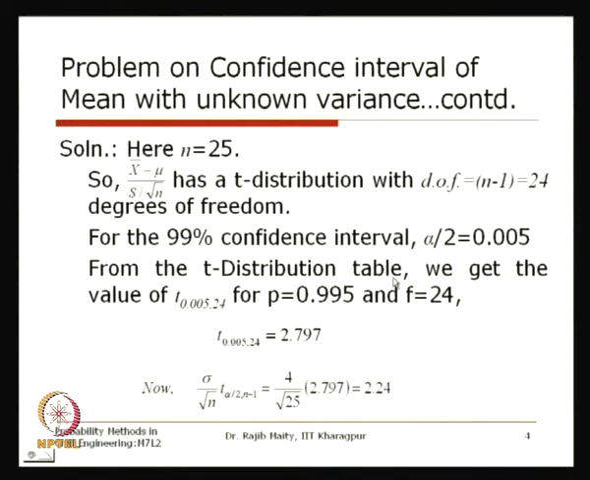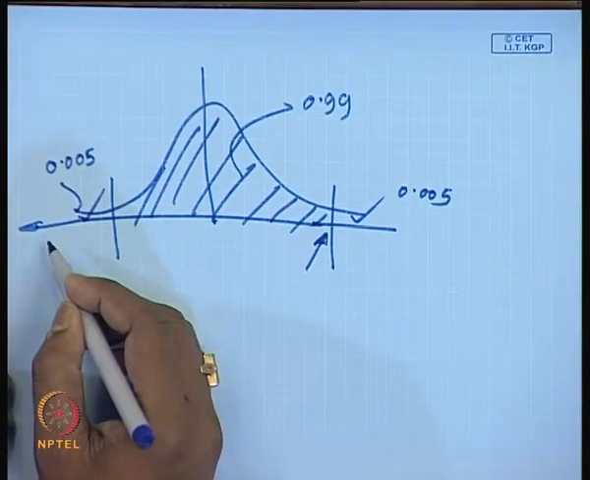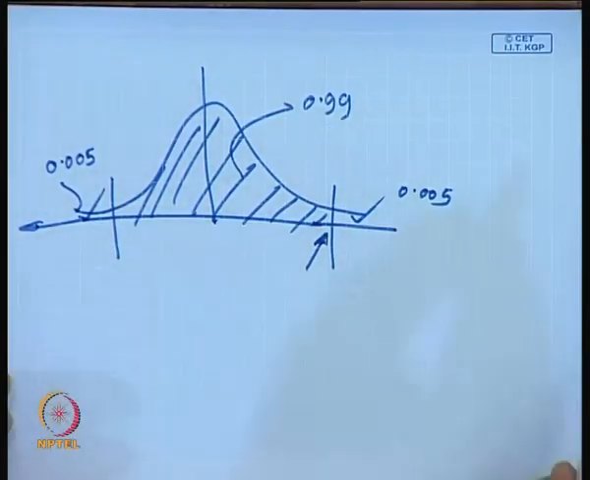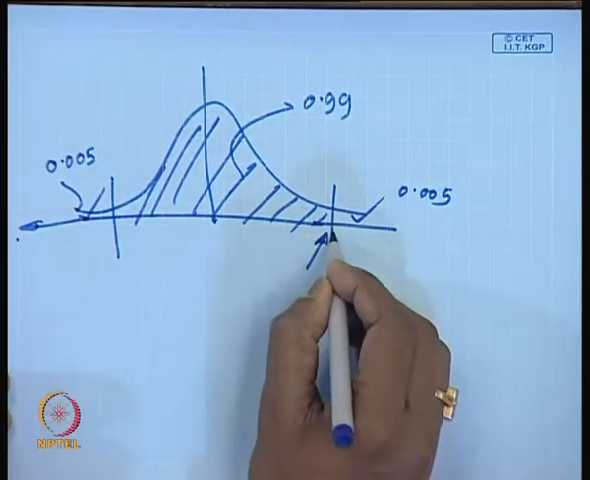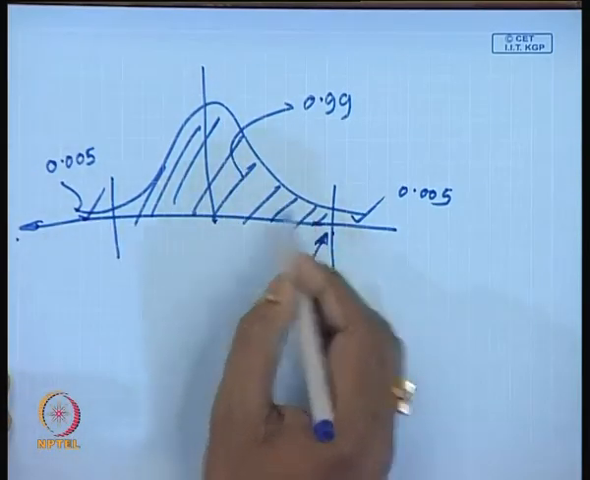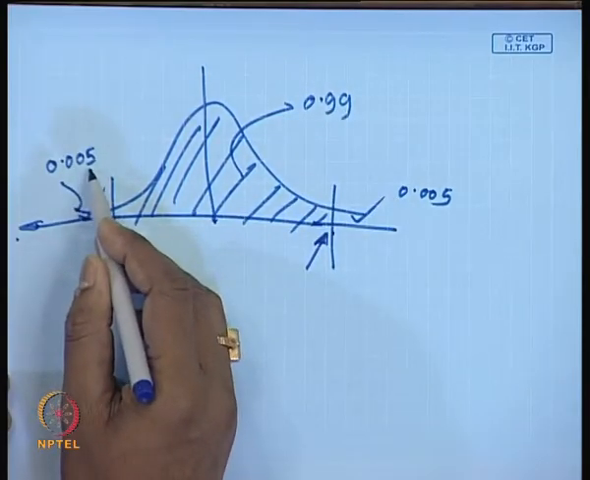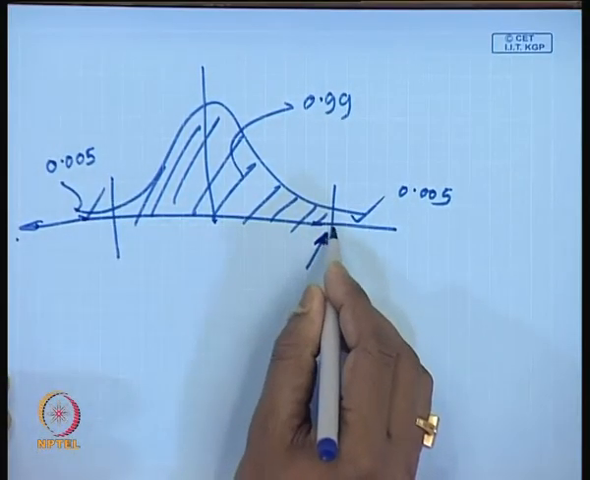So, here for the 99% confidence interval, alpha by 2 is equal to 0.005. From the t distribution table, we get the value of t 0.005 comma 24. This is the value where the cumulative probability is equal to 0.995, and the degrees of freedom is equal to 24. So, p equal to 0.995 means, if you refer to this, from minus infinity, the support of this t distribution being minus infinity to plus infinity, from minus infinity to this point the total probability covered is 0.99 plus 0.005, that is 0.995. So, this is the value we are interested in.